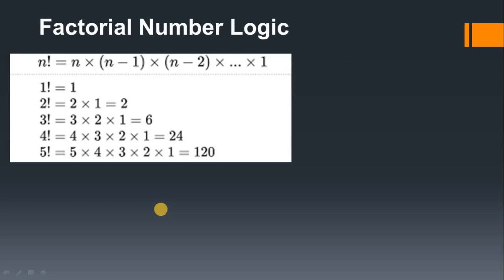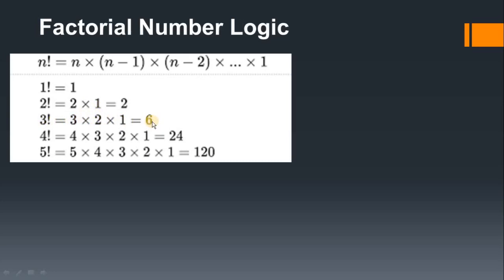So now here you can observe this is the logic of factorial. The n factorial formula is n into n minus 1 into n minus 2 down to 1. So 1 factorial is 1, and 2 factorial can be written as 2 into 1. 3 factorial can be written as 3 into 2 into 1, which is 6.